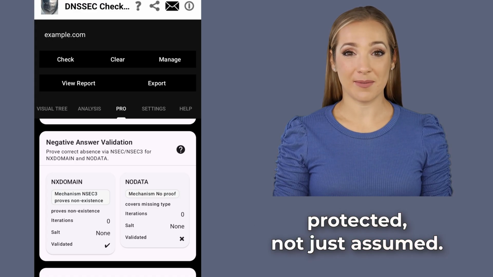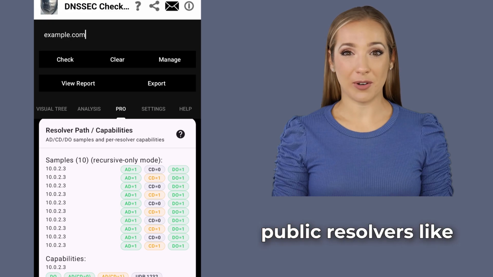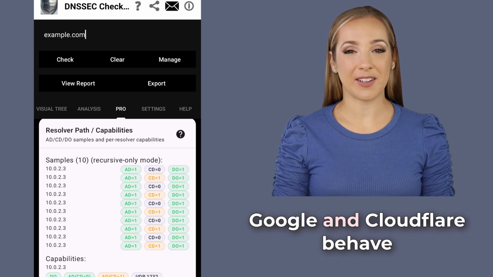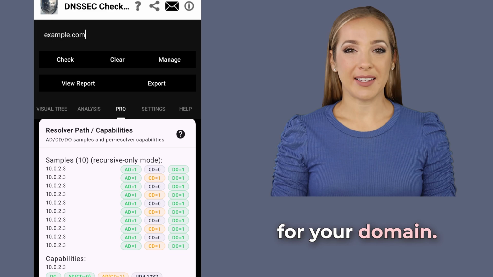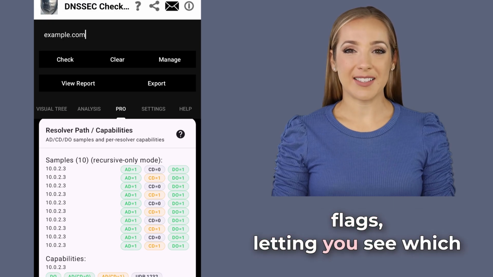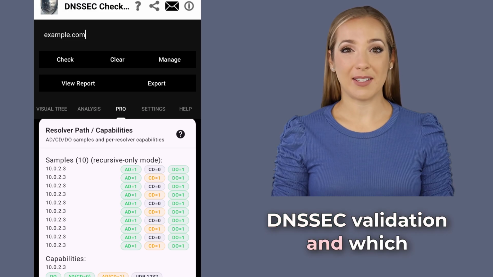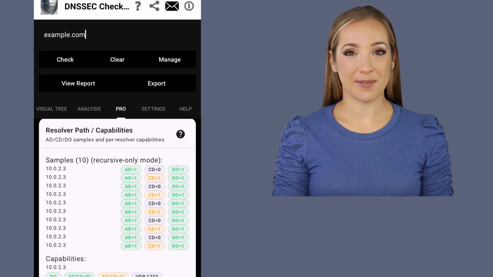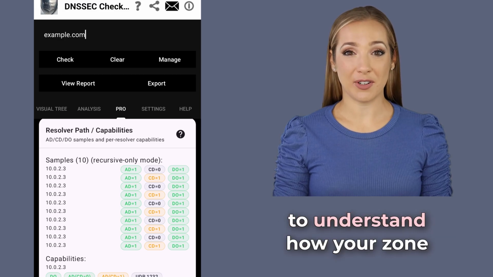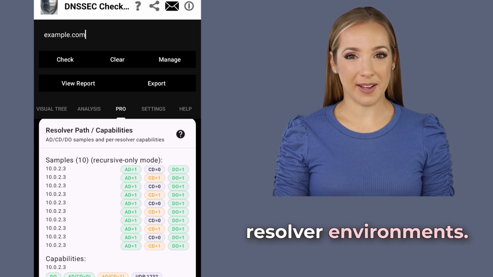In Resolver Path, you can observe how popular public resolvers, like Google and Cloudflare, behave for your domain. It displays RD, DO, CD, and AD flags, letting you see which resolvers perform full DNSSEC validation and which simply forward responses. It's a practical way to understand how your zone behaves in real-world resolver environments.